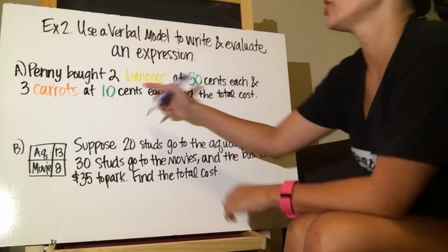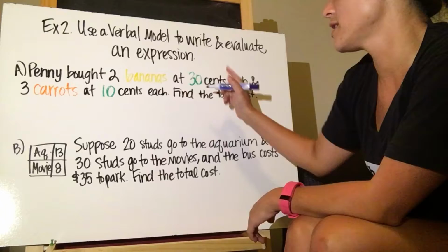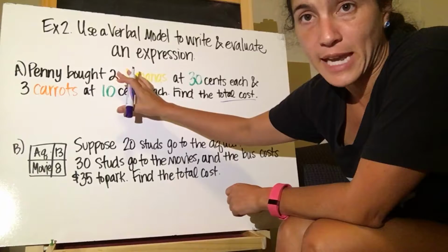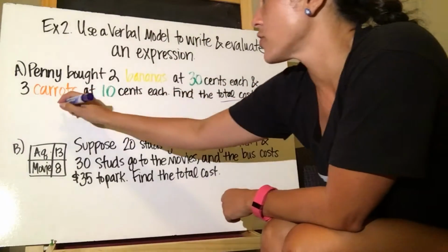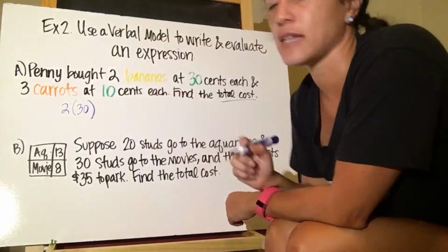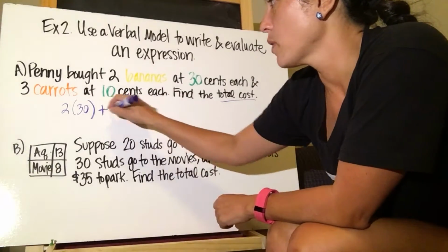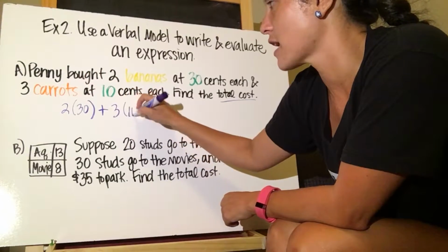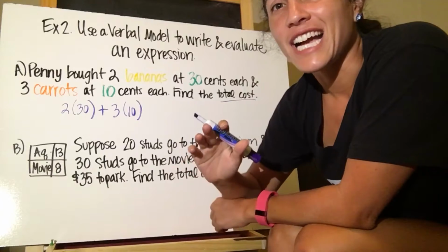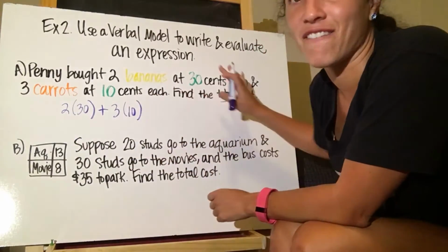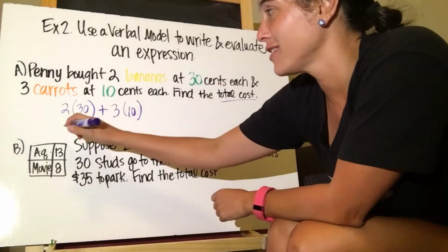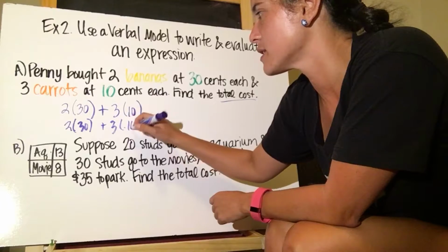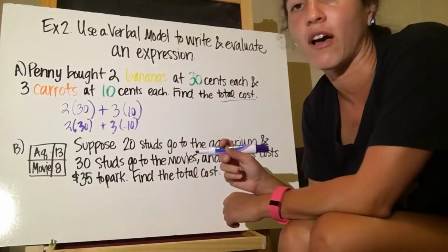So we're obviously going to use 2 bananas at 30 cents each. And so the total cost is going to be the number of bananas times the price of bananas. So 2 bananas times 30 cents each plus the number of carrots times the price of carrots. So 3 carrots times 10 cents each. Now, if you want to write money, I did not specify how I wanted you to write this, so you could write 2 times 30 cents plus 3 times 10 cents if you wanted to keep it in the value of $1.